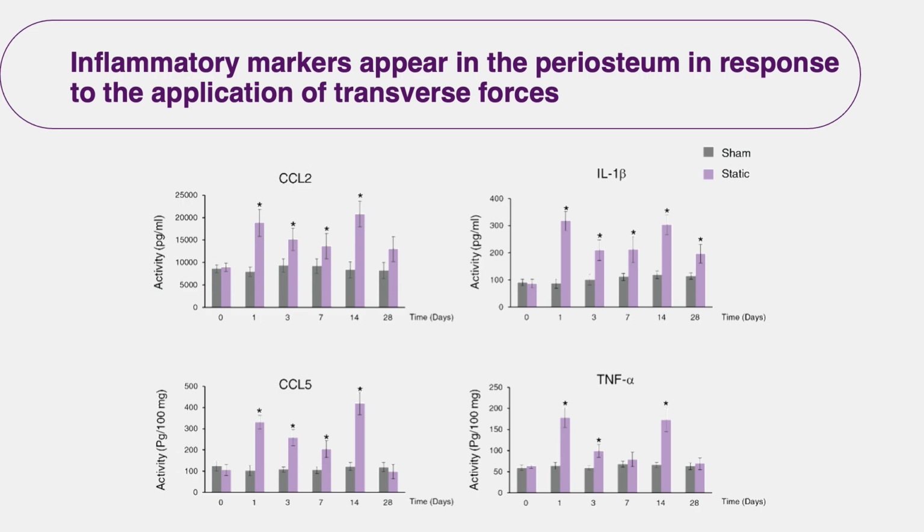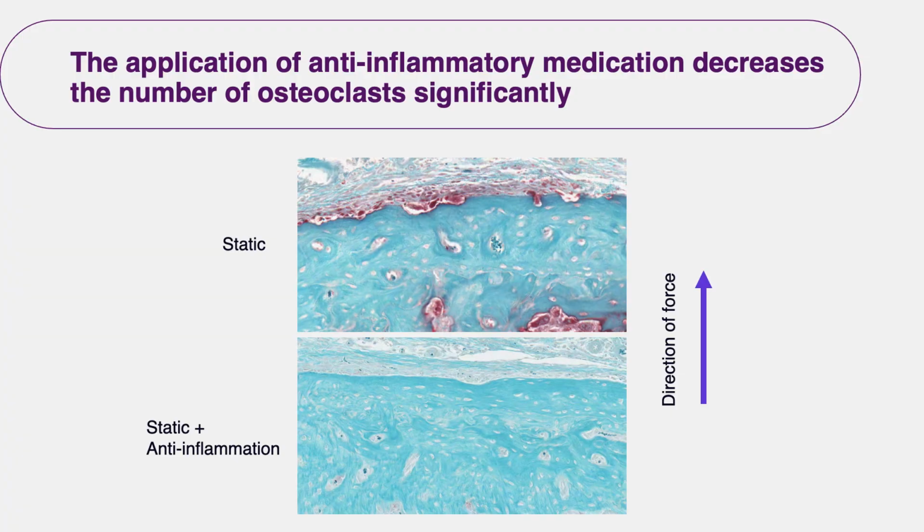And if this is correct, if I use anti-inflammatory medication, can I prevent the appearance of osteoclasts even though the transverse forces still exist? We expose the animals to anti-inflammatory medication and we notice that the osteoclast numbers decrease significantly. So all these things tell us that this phenomenon is trauma-based.